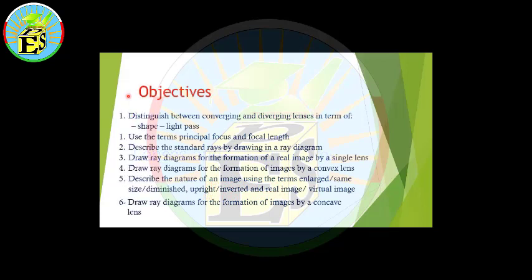By the end of this lesson, we must learn to distinguish between converging and diverging lenses in terms of shape and light path. Use the terms principal axis, focus, and focal length. Describe the standard rays by drawing them in a ray diagram. Draw ray diagrams for the formation of a real image by a single lens. Draw ray diagrams for the formation of images by convex lenses.